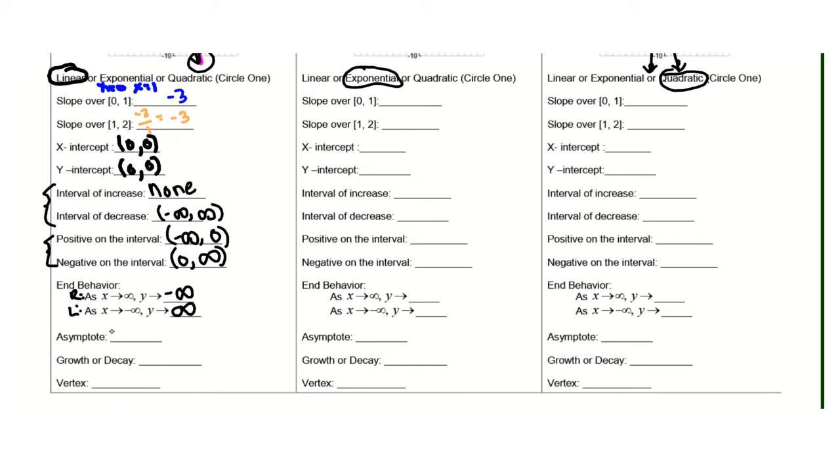Asymptote. This is a linear function. Linear functions do not have an asymptote. Growth or decay. That's for exponential functions. Linear functions do not have growth or decay. Vertex. That's for quadratic functions. Linear functions do not have a vertex.